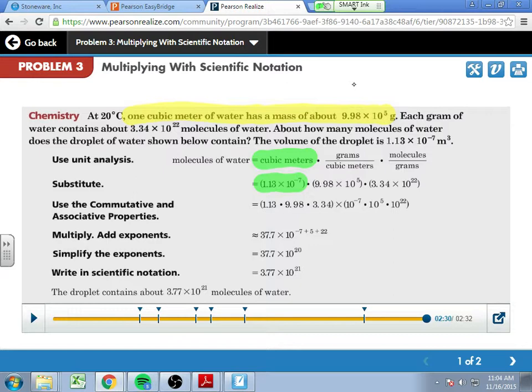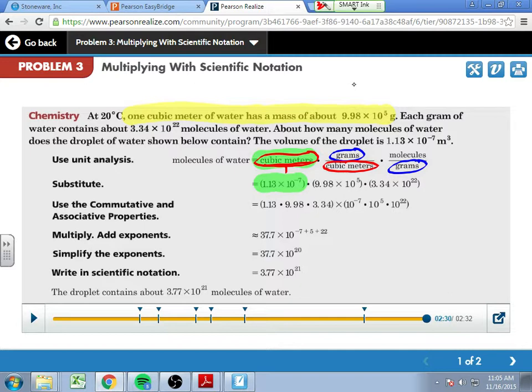We take the volume of the droplet, and we have 2 conversion factors here. We have my conversion factor to go from cubic meters to grams, so we use that first. How many grams per cubic meter? It's 9.98 times 10 to the 5th grams per 1 cubic meter, so I set that up. If we look at canceling units, this grams unit with this grams unit will cancel out. My cubic meters is really over 1 since it's on its own, so the cubic meters will cancel out, leaving only molecules once I do the math.